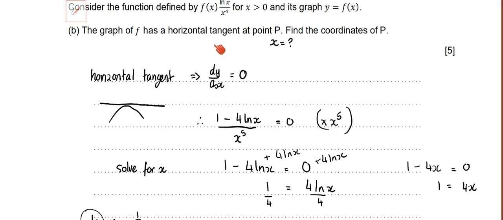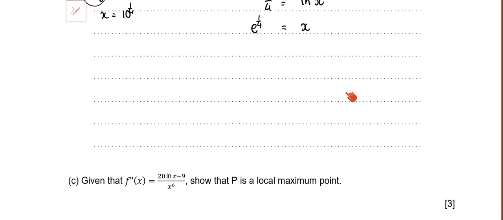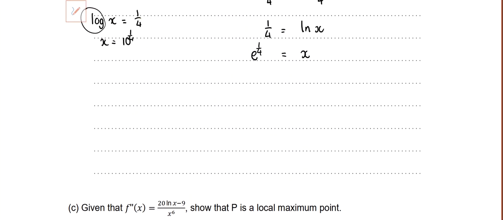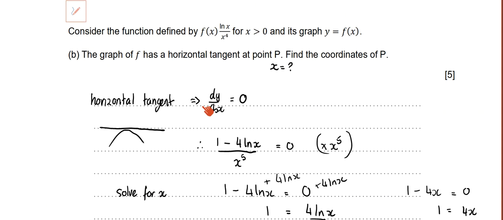It says find the coordinates of P. So we've got the x coordinate. How do we find the y coordinate? If x equals e to the power of a quarter, we are now trying to find out what the y coordinate is. Do we have any way of finding a y coordinate? Exactly. This is quite often what happens: we go back to the initial function. That's how I work out the y coordinate.